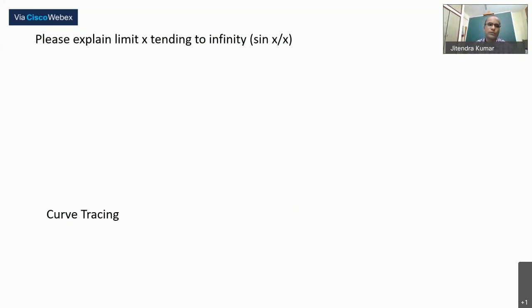Then there were two quick questions. Please explain how this limit works when x approaches infinity, with sine x over x. So in this case, it's trivial. Basically, we don't have to do much, because we know that the limit when x approaches infinity of 1 over x is a very standard result. In that case, this limit goes to 0.